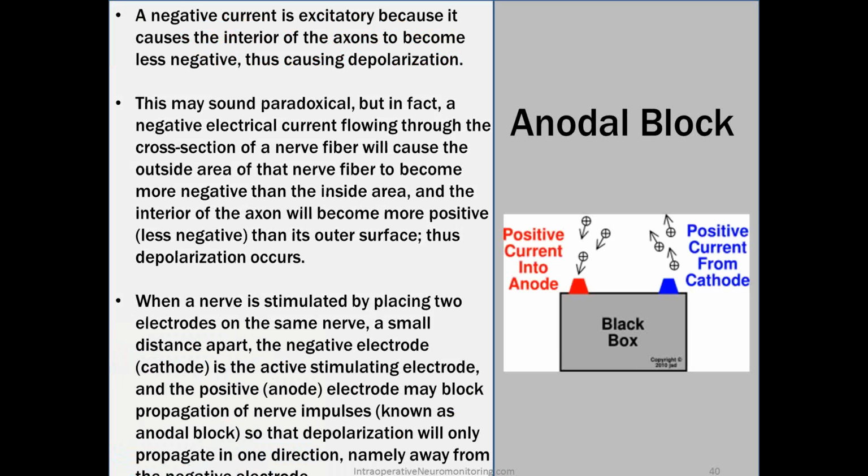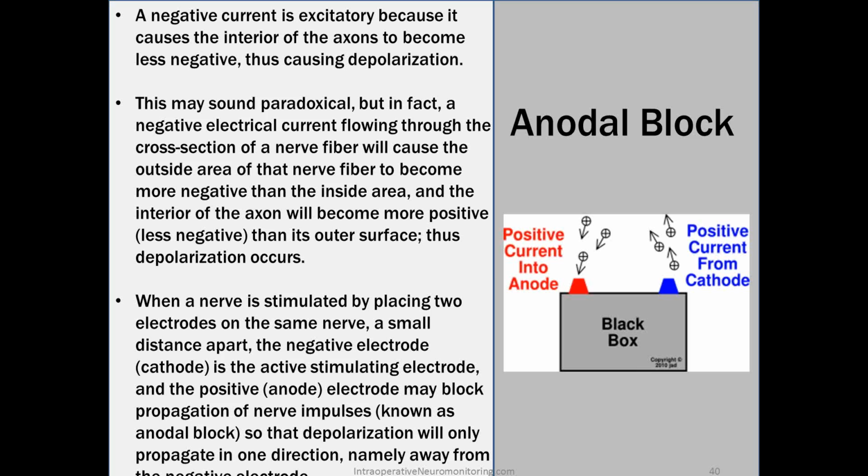A negative current is excitatory because it causes the interior of the axons to become less negative, thus causing depolarization. This may sound paradoxical, but in fact, a negative electrical current flowing through the cross-section of a nerve fiber will cause the outside area of the nerve fiber to become more negative than the inside area, and the interior of the axon will become more positive, or less negative, than its outer surface, thus depolarization occurs.